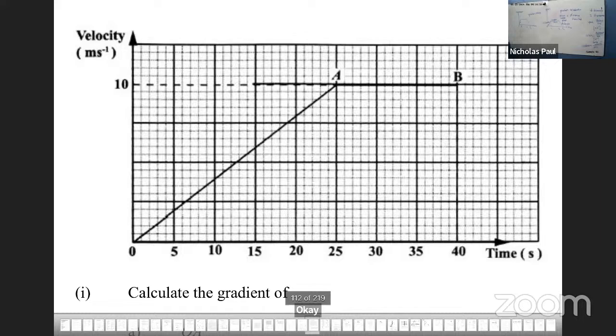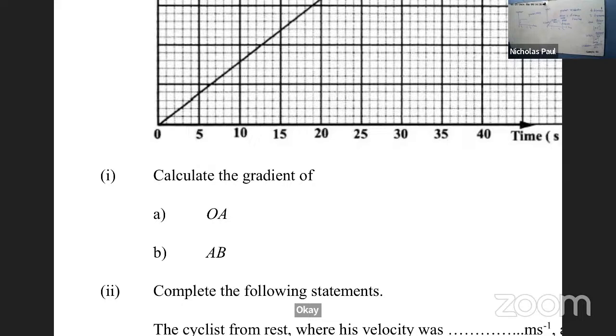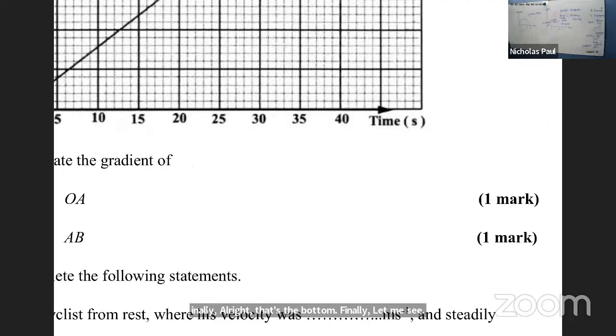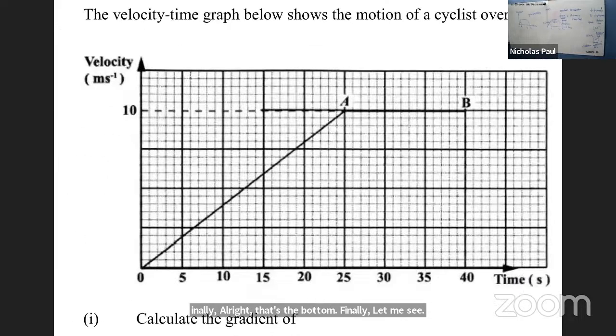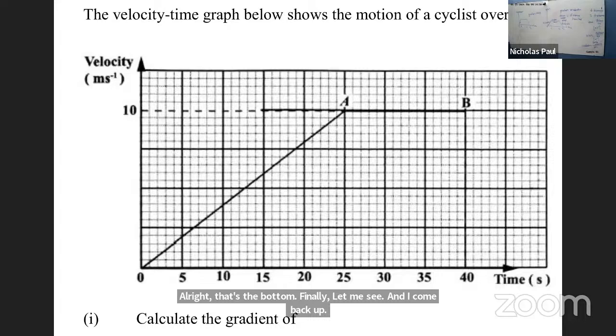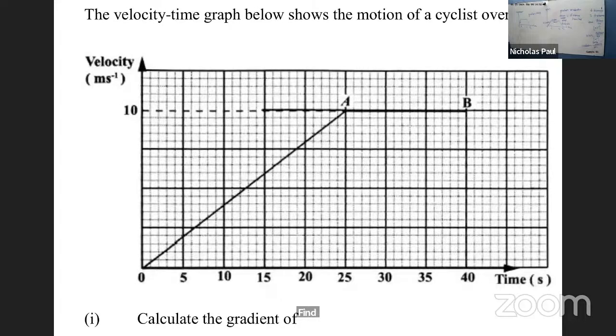All right, so find the gradient O to A and A to B. Go back up. Find the gradient, write it down. Find the gradient O to A and A to B. Do that fast.